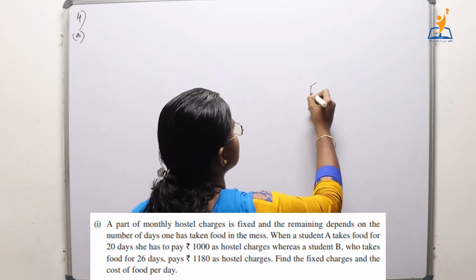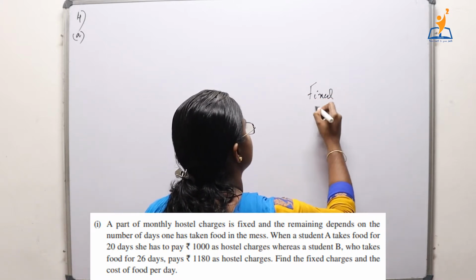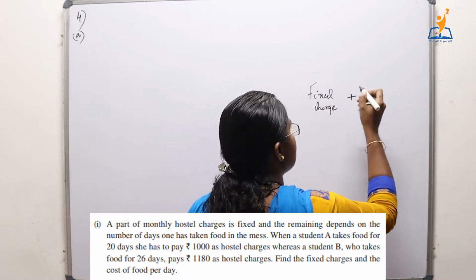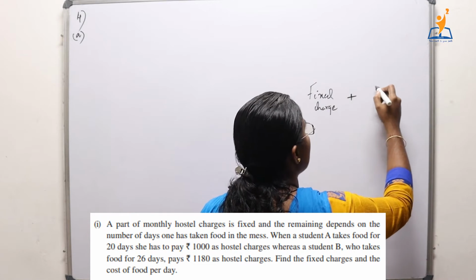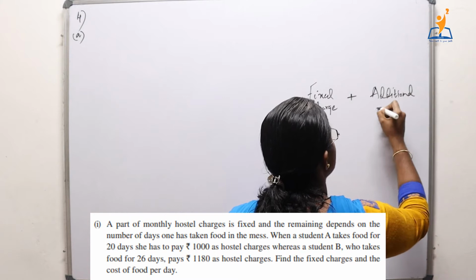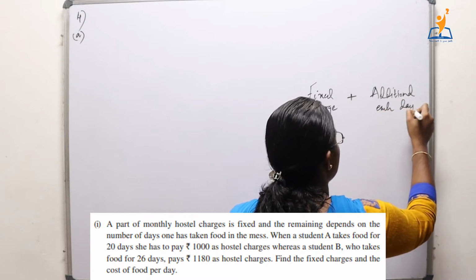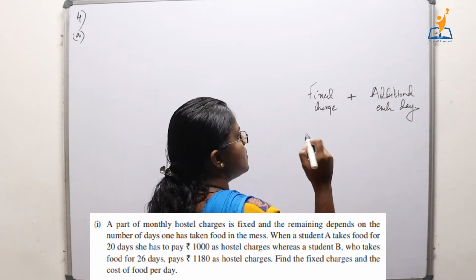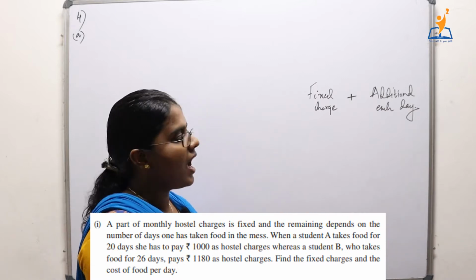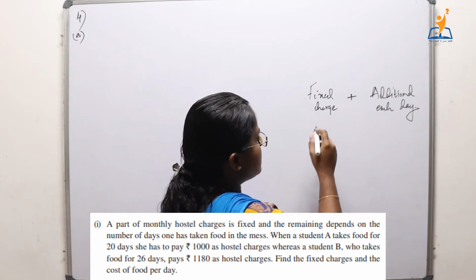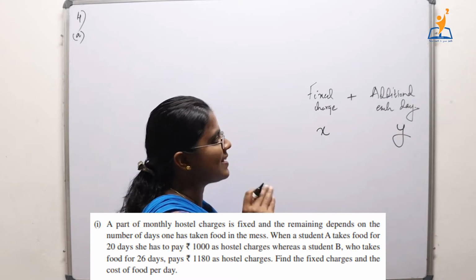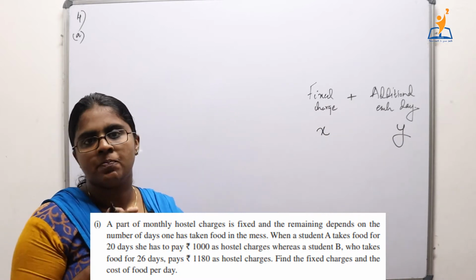A hostel has a fixed charge as hostel fee, plus they have an additional charge. An additional charge for food each day. Each day they have an additional charge. So we are asked to find what is this fixed charge and what is this additional charge for each day. So since they are unknown, let the fixed charge be X and the additional charge be Y.